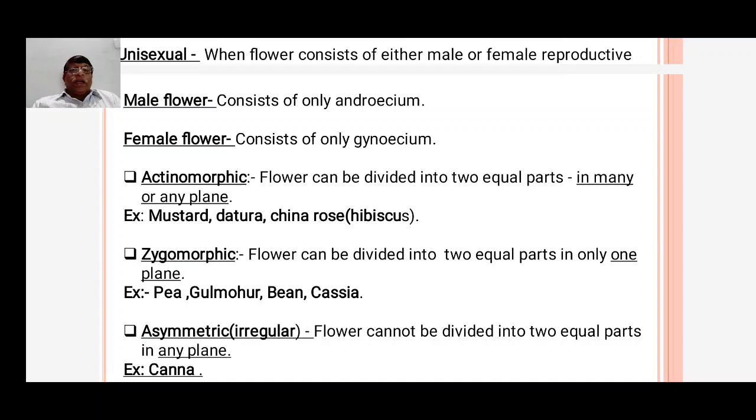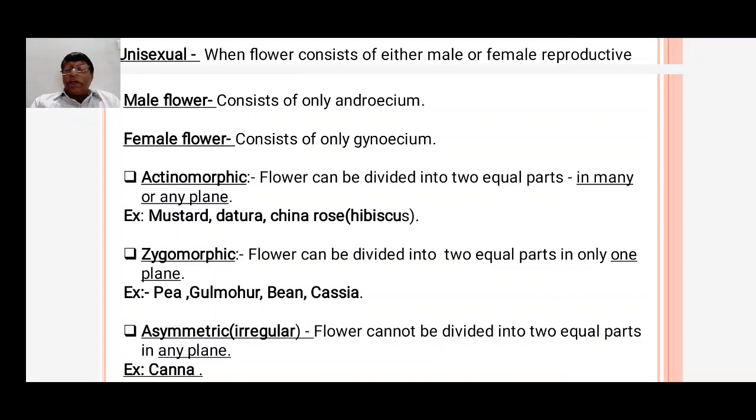Zygomorphic flowers. It's a type of flower which can be divided into two equal parts in only one plane. Only if you cut on one side do you get two equal parts. Zygomorphic flower. Example, pea, beans, acacia flowers. Bilateral symmetry we call it. For example, if a human is cut in the middle, two equal parts are obtained. Like that.